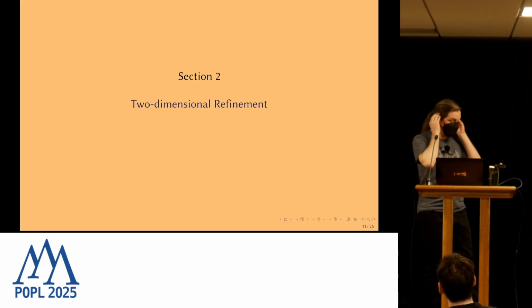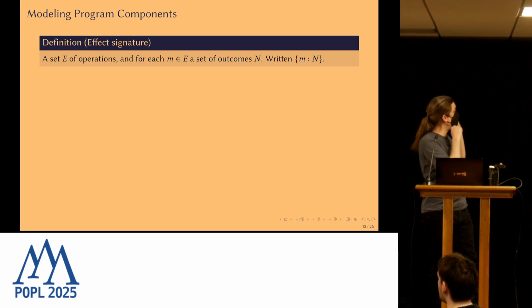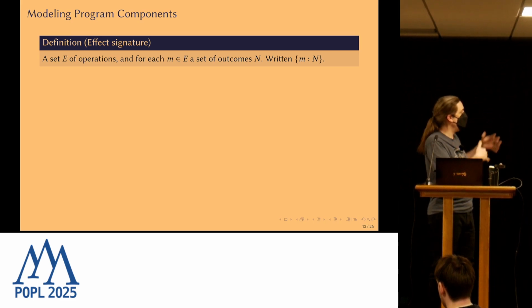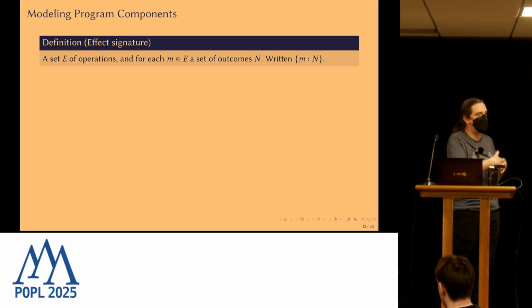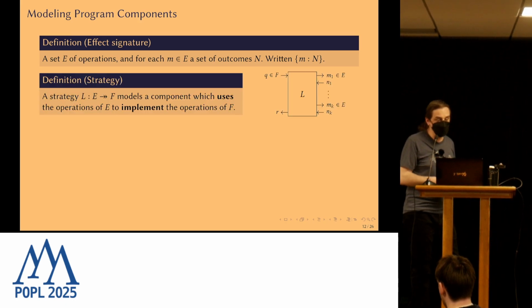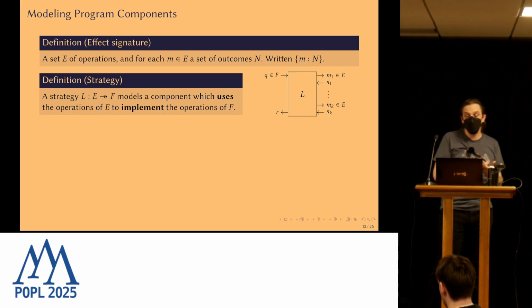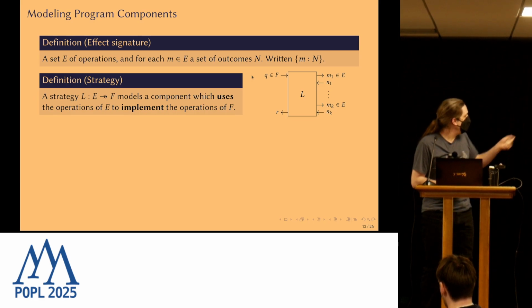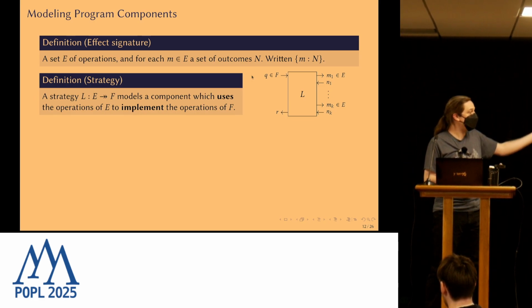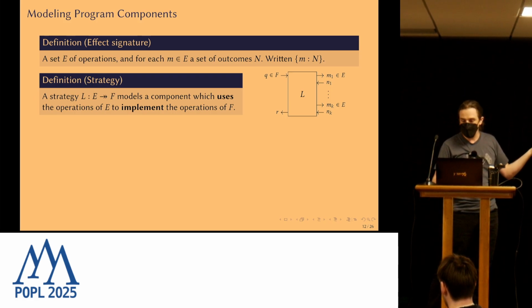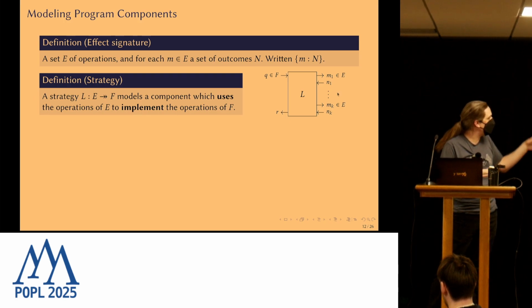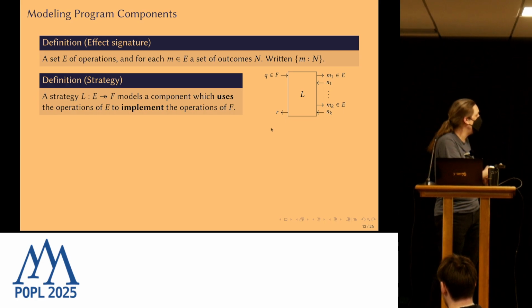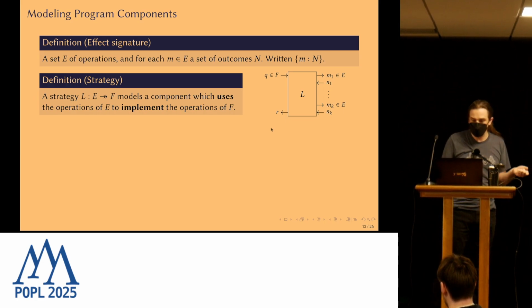All right, so as I said, we are using a notion of FX signature to type our components, right? So an FX signature is just a set of operations, and for each one, a set of possible outcomes. And our strategies have these types, and what that means is that their behavior is going to be like this. Somebody is going to invoke an operation of F, and that's going to activate our strategy, which can then make a series of calls into E, and finally return an outcome for the operation that was invoked in F, right?